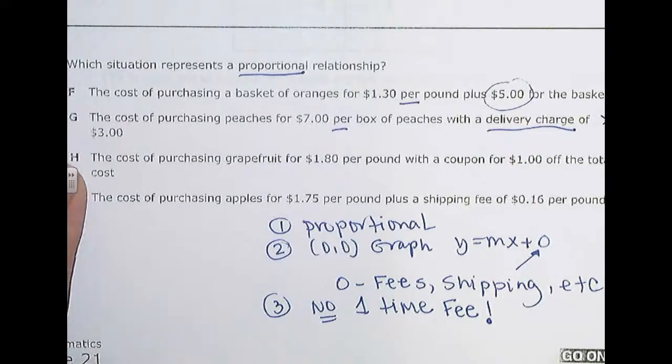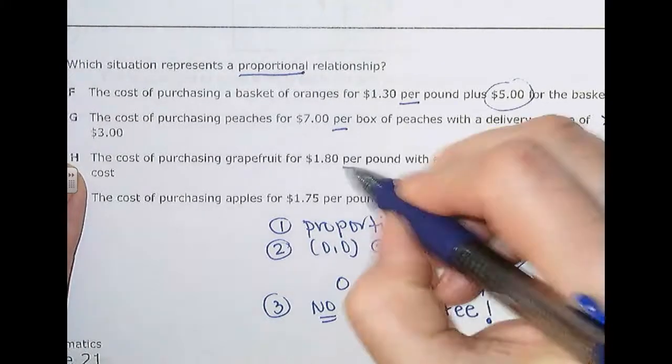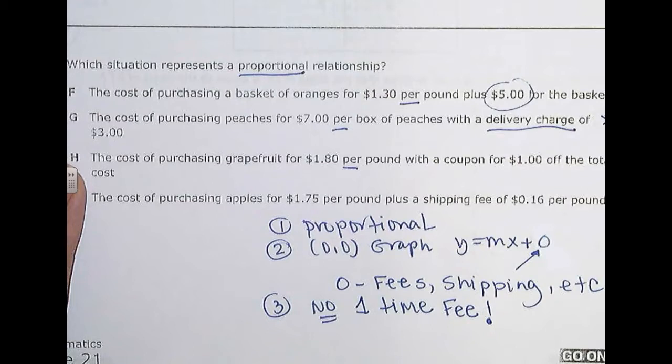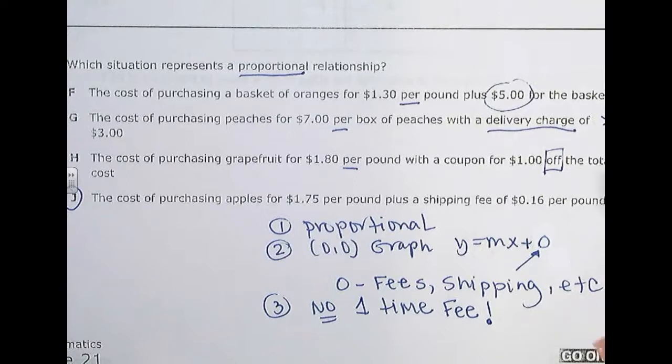The next one, the cost of purchasing a grapefruit box is $1.80 per pound. I need that number. That goes with M. And a coupon for $1 off. What does off mean? Subtract from the total cost, not $1 off per pound.